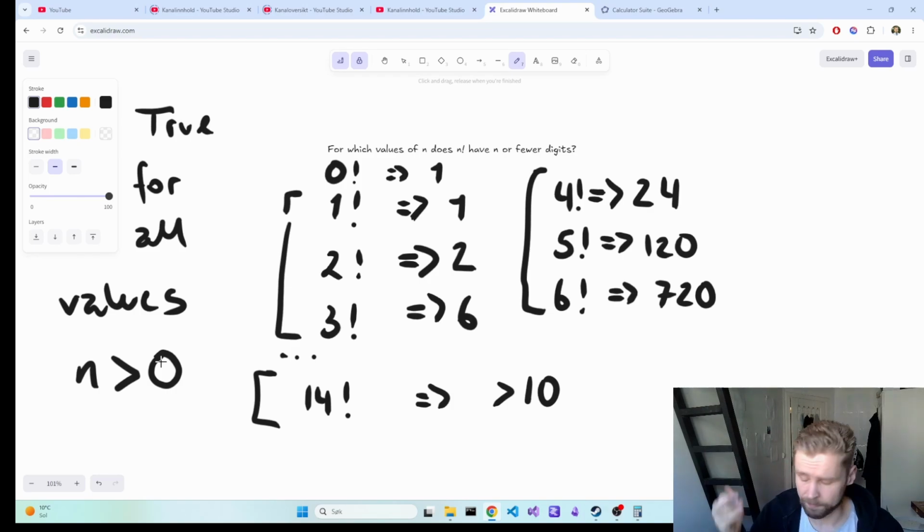I think that's it. No, I really think this is it. All of the above, they're going to have less digits than in the N there. That's what I'm going to say.